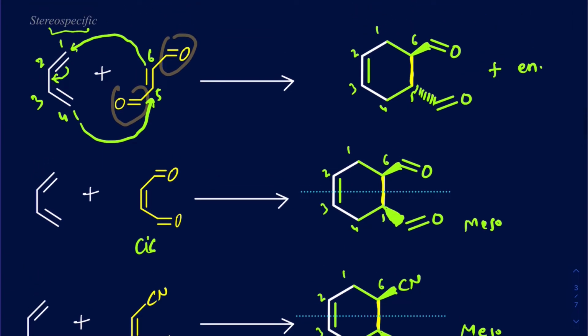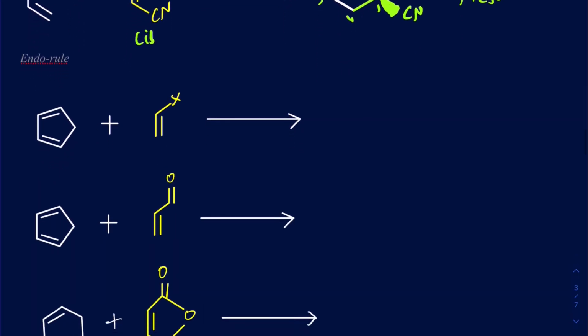If it's a trans, you will make a pair of enantiomers. If it's a cis, you make a meso compound because either both of them would be going into the page, or both of them would be coming out of the page. In either case, it's actually the same thing, because if you flip it by 180 degrees, you get the other compound.